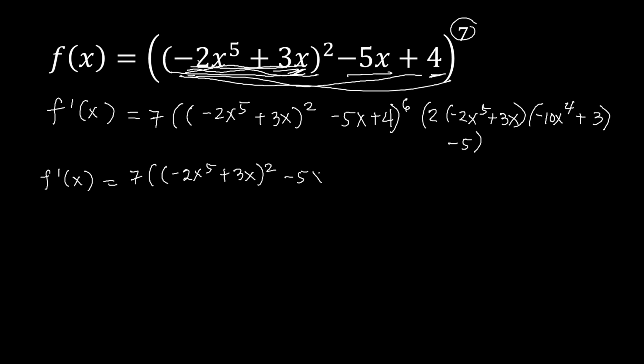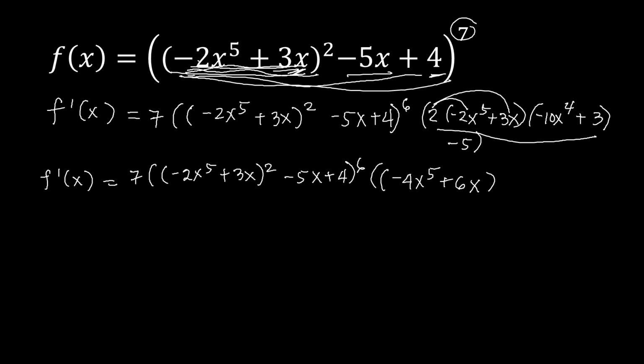So I'm now copying everything. And then from here, we have a single term here, which is this entirely. So that means to say that we can simplify this first before we do the minus 5. So we have 2 times negative 2x to the power of 5. That's negative 4x to the power of 5. And then 2 times 3x. That's a positive 6x. Then we can do the multiplying of negative 10x to the power of 4 plus 3. And then we copy minus 5.